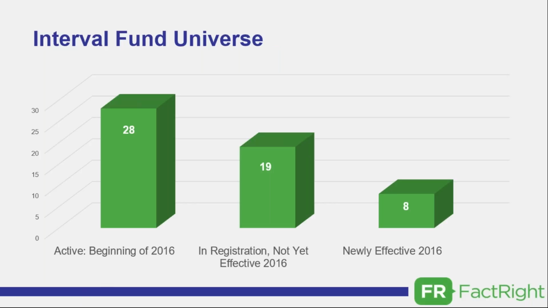So, a brief overview of the interval fund universe. At the beginning of 2016, there are around 28 active interval funds registered with the SEC. So far this year, we've seen 8 new funds go effective, and there are another 19 or so that are registered but not yet effective. So to put this another way, the opportunity set's about to double. There are about as many funds getting started as there are active.